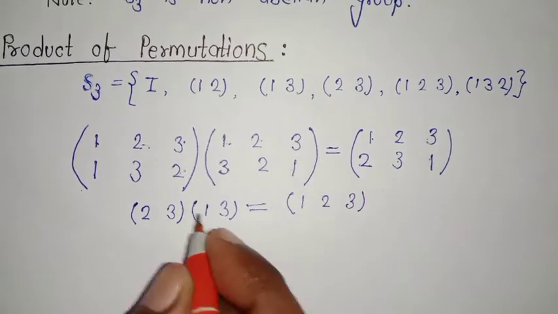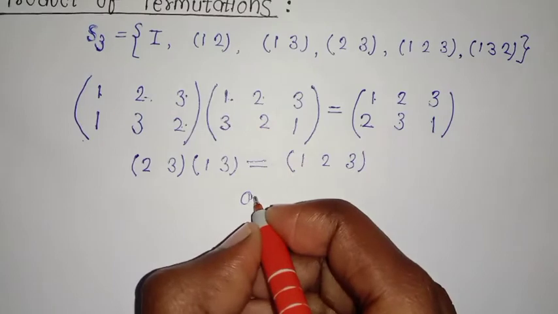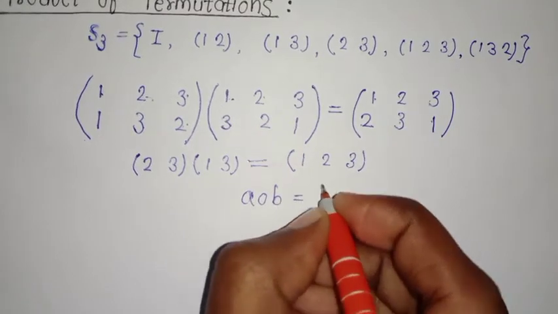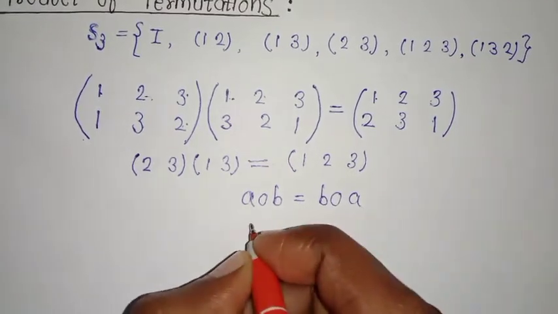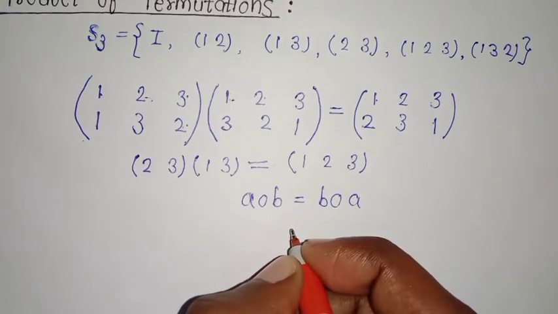If we take the reverse product, because we know the abelian property is A operation B should be equal to B operation A, and if it is true for all elements of the group G, then we say that the group is holding the commutative property.